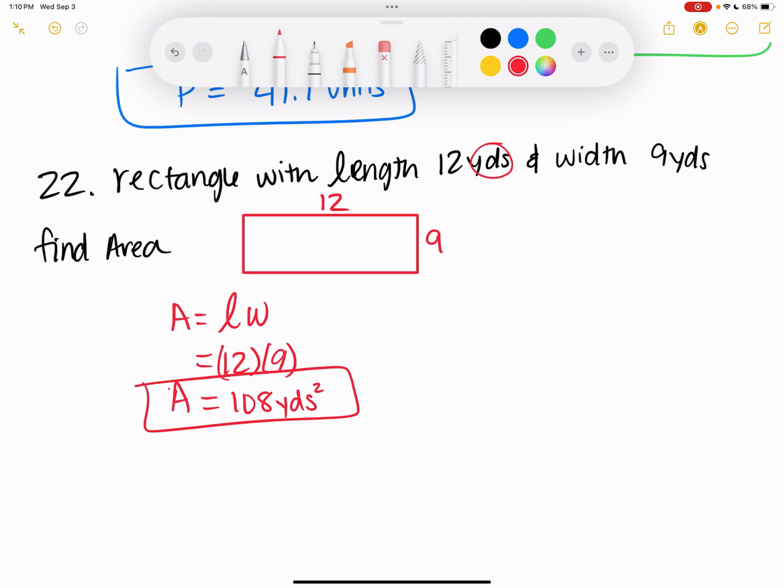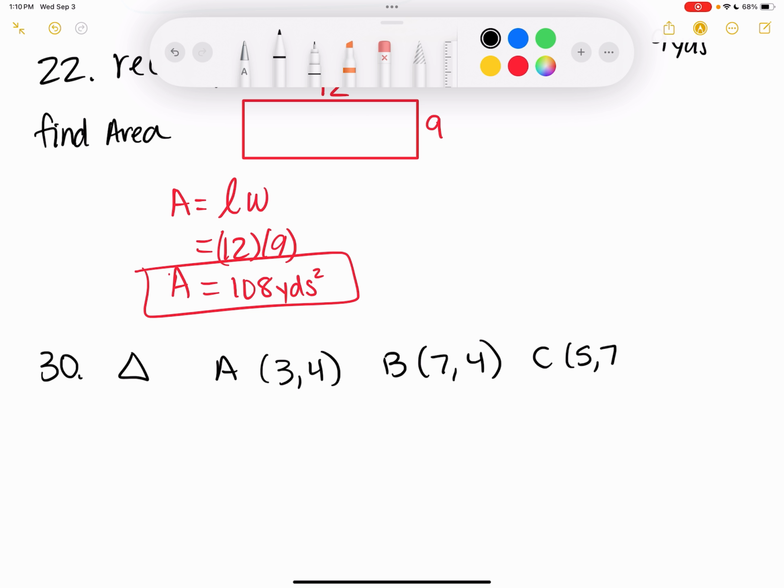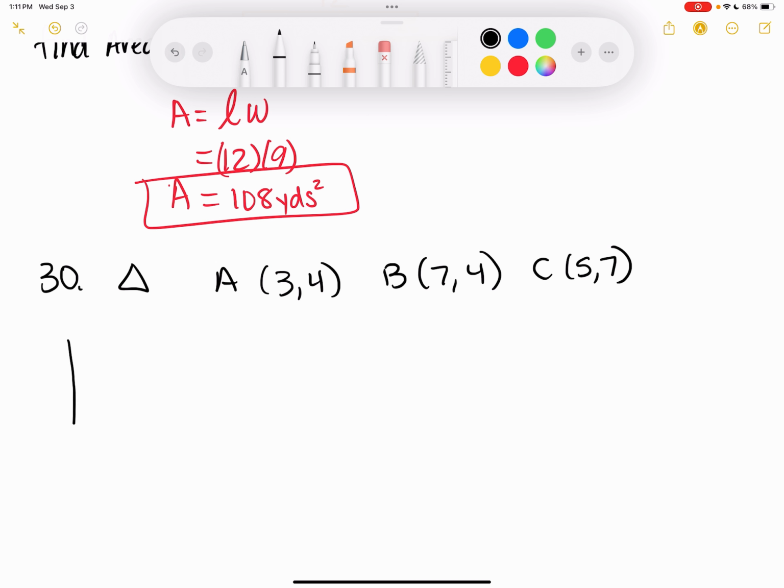Number 30. Draw the figure in a coordinate plane and find its area. Okay, these sound like they would be super hard and confusing, but they're really not as long as you can plot your points correctly. So we have a triangle with coordinates at A is (3, 4), B is (7, 4), and C is (5, 7). Okay, so I don't even need to have graph paper for this. This is just a super quick sketch. Everything is in this upper right quadrant, so I don't even need to draw anything other than that.